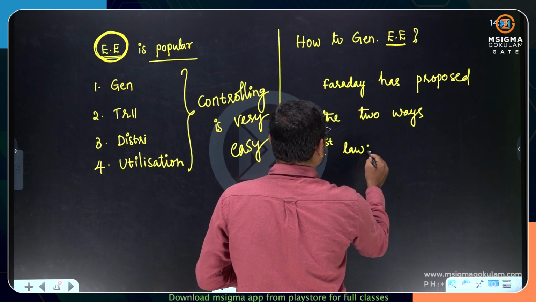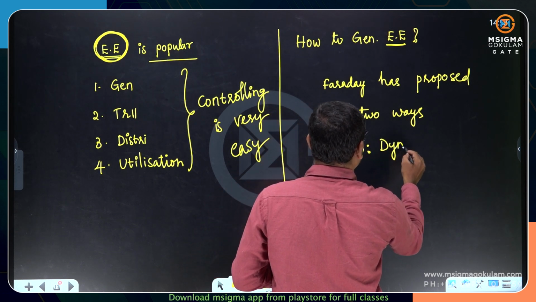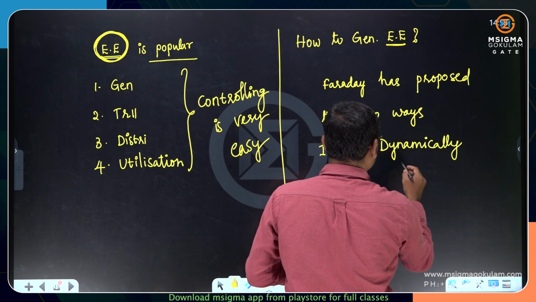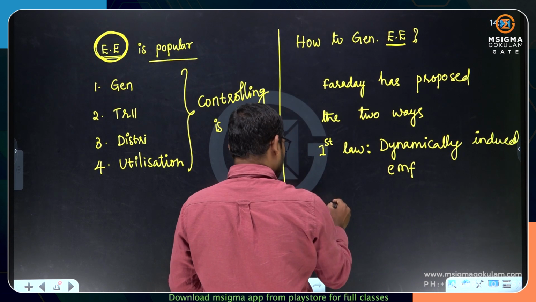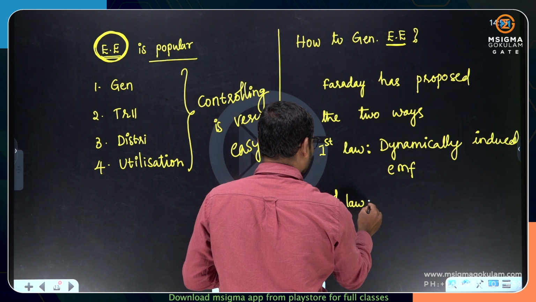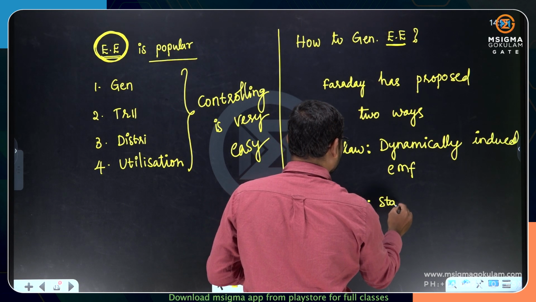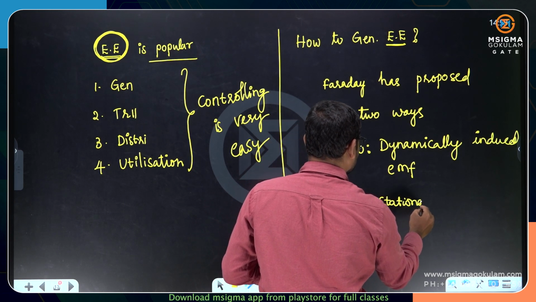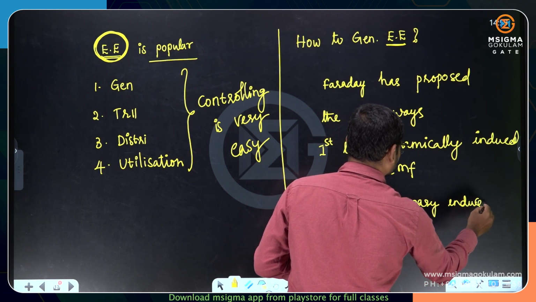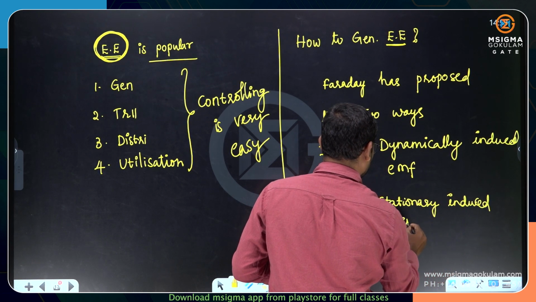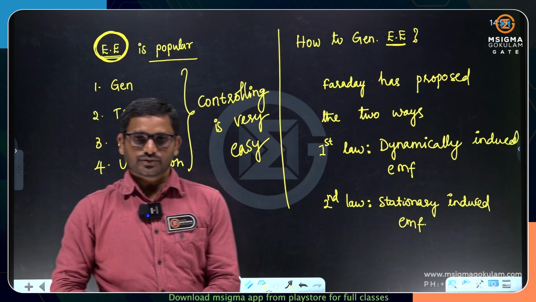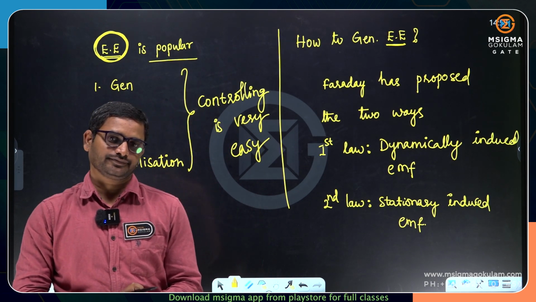The first law is dynamically induced EMF or speed induced EMF. We can also call it space varying induced EMF. And the second law is stationary induced EMF or statically induced EMF. So he has proposed these two ways.